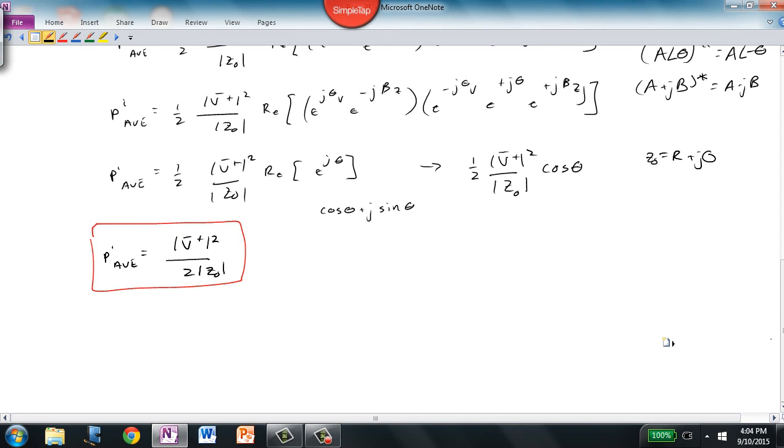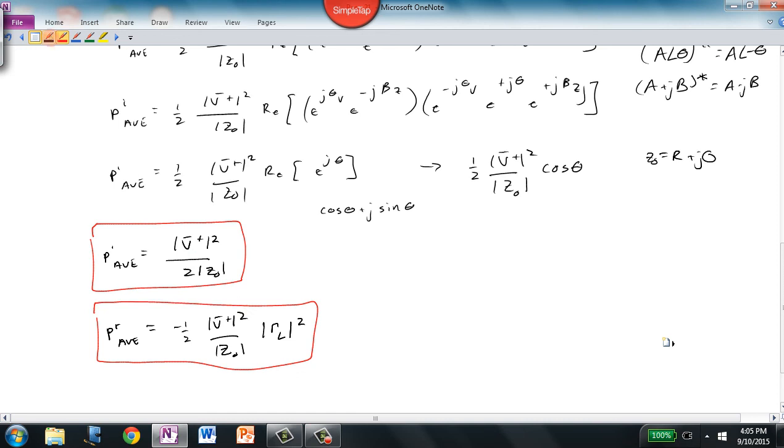We could do the math for a lossy transmission line. It takes a little bit of time, so I'll leave that up to you if you're interested in doing it. But the reflected power, we'd also be interested in calculating that. I'll save us the math on that one as well, and I'm just going to give you the answer, and it's minus 1/2 V bar plus squared over the magnitude of z0 times the magnitude of the reflection coefficient at the load. So those are our two formulas for power, this being the incident power and this being the reflected power.